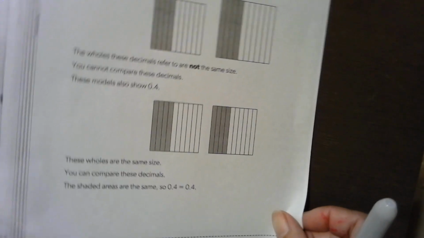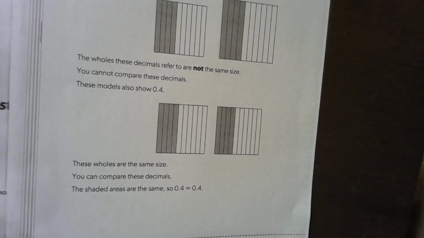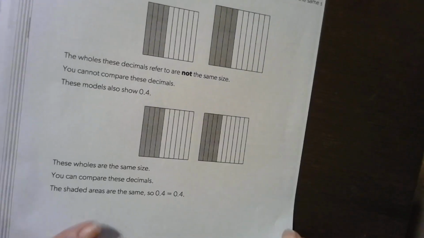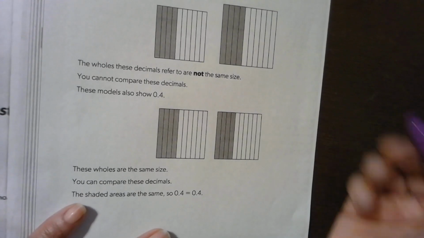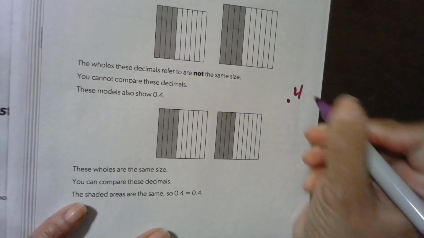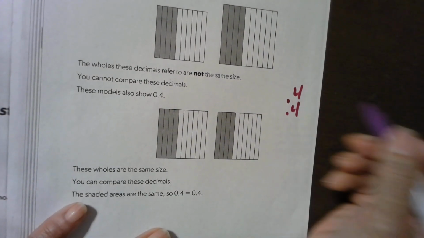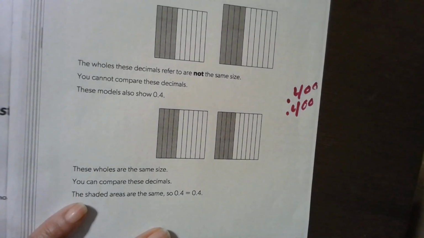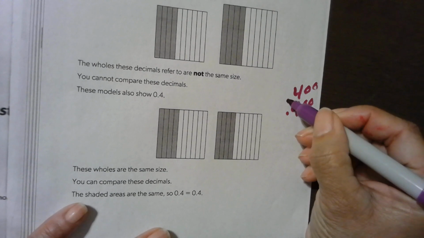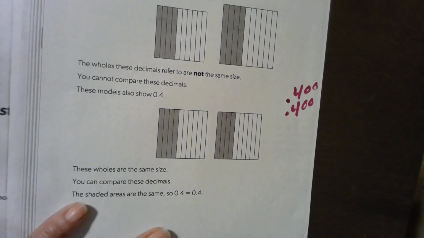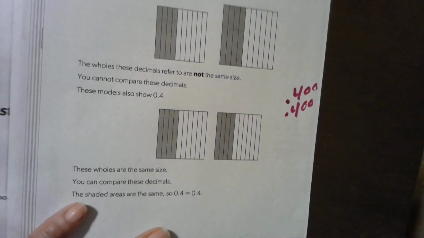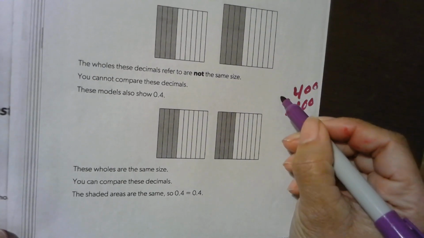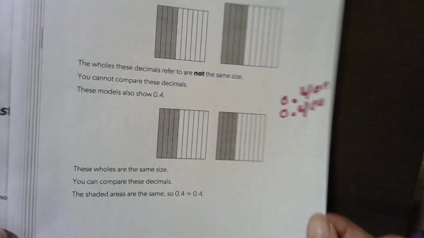And the other way that we would compare, instead of just drawing models, because sometimes drawing models would take us a long time, we can line up our decimals by the decimal point. Remember, we can put zeros after and it's not going to change. And so as long as we line up our numbers by the decimal point, we can see that it is the same size.